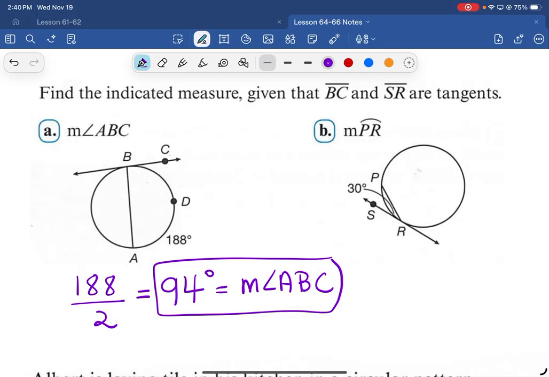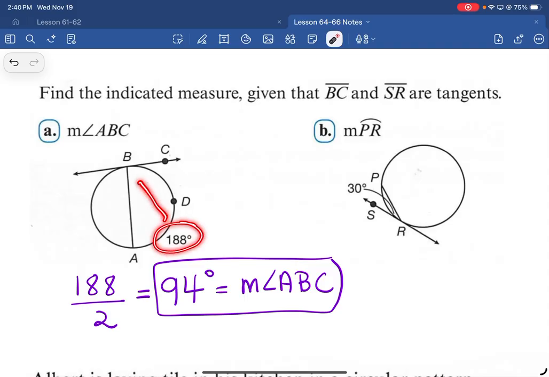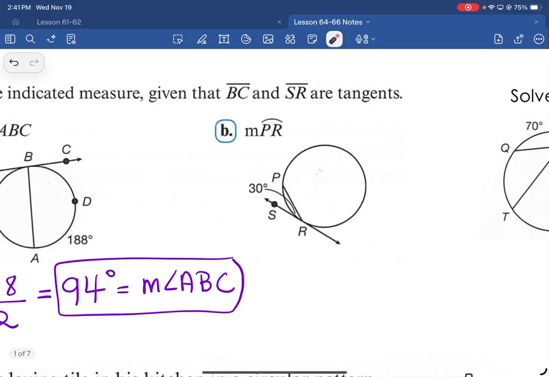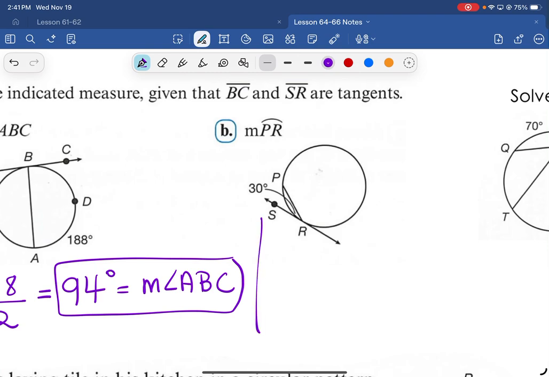Simple enough, especially when you know the formula. Now this time they gave us the angle and they're asking for the arc. Over here they gave us the arc, asking for the angle. This time they gave us the angle, they're asking for the arc. Isn't it 60? Very good. Logan said 60. He knew that we needed to double it. 60 degrees is the measure of arc PR.